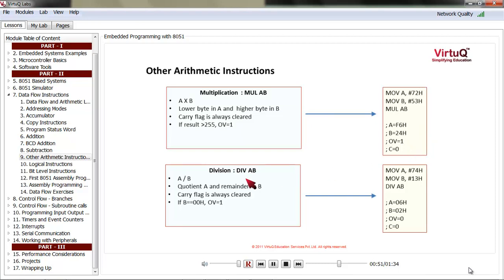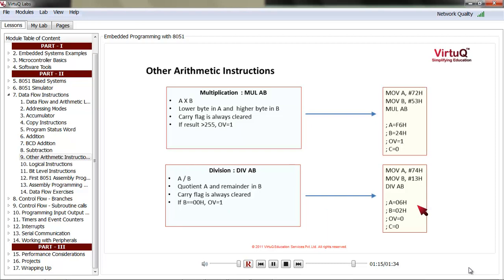Syntax of division is also similar to multiplication. It's DIV AB. And in this case, A will be divided by B. Quotient goes to A and remainder goes to B. Carry flag will also be cleared. And if B is 0, in that case, it's going to be a division by 0, so the overflow flag will be set.